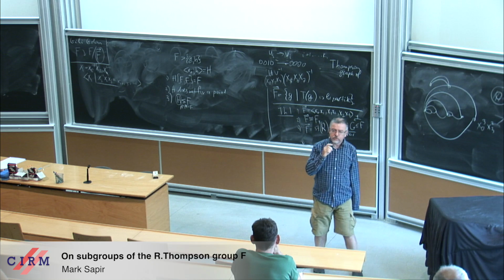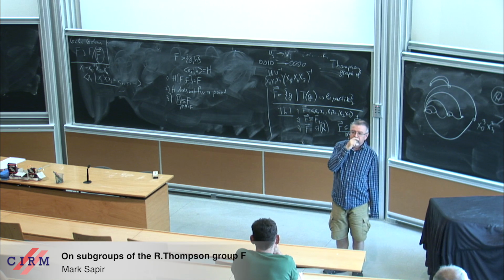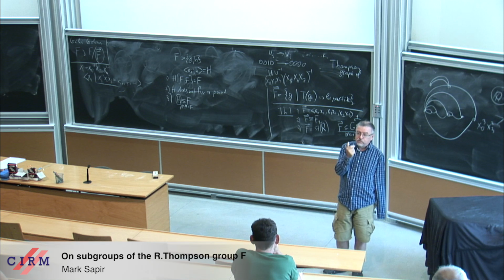So you have a subgroup of F generated by 2 elements of F. How do you prove that this subgroup is not the whole F?